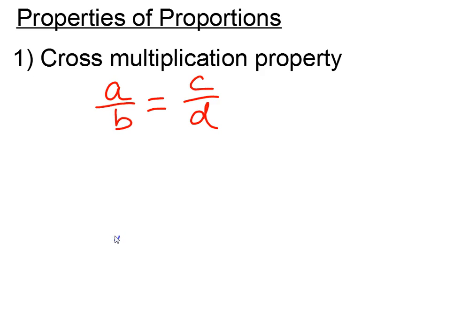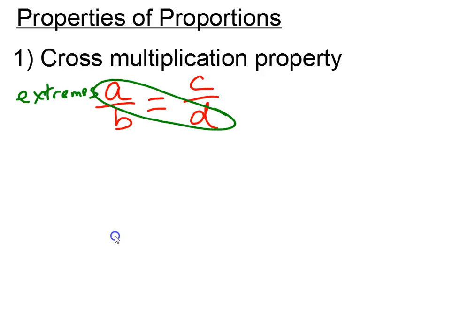Now, the first diagonal right here, these two numbers, the a and the d, are called the extremes of your proportion. The word extreme means outermost, or utmost. Would you agree the first letter I wrote is a and the last letter I wrote is d? So these are the extremes of my fractions, the first number and the last number that I wrote.